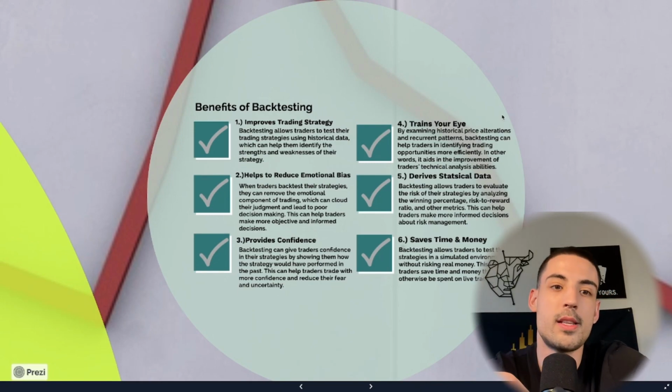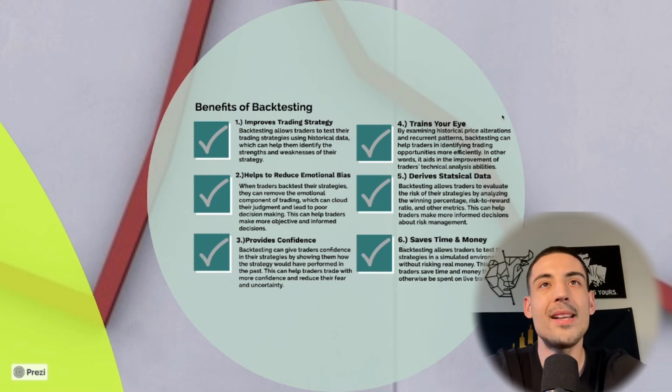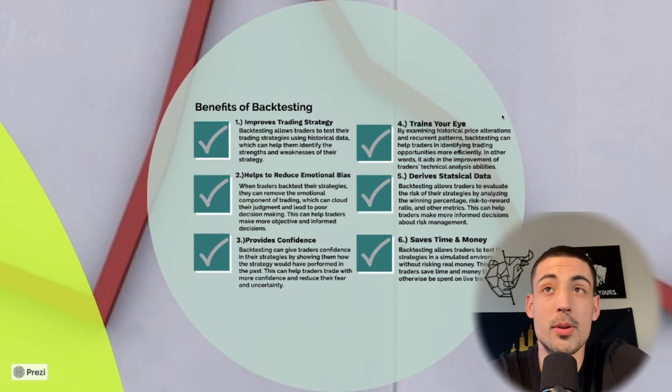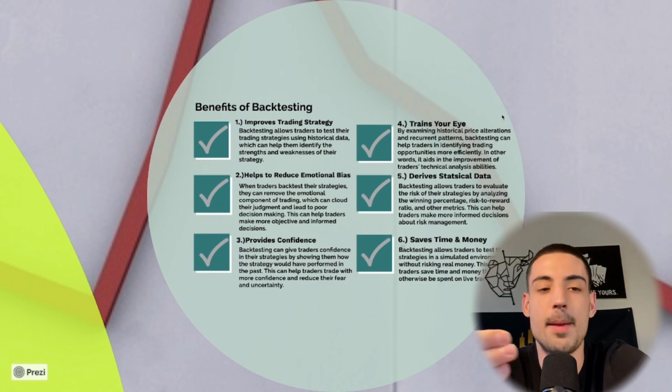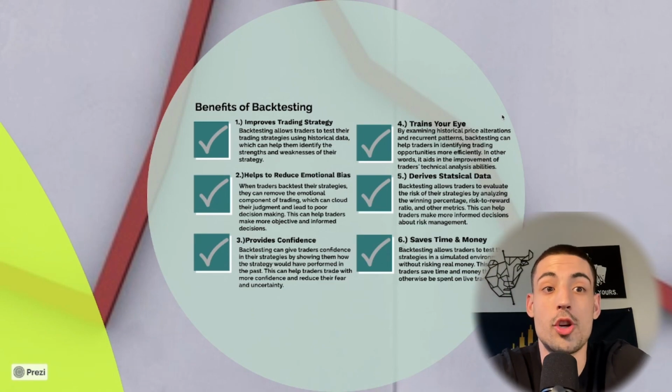Derive statistical data. This is basically what I've been saying the whole time. Backtesting allows traders to evaluate the risk of their strategies by analyzing the winning percentage, risk to reward ratio, and other metrics. And we'll go over these key metrics in the future. And you are going to be leveraging these key metrics in the live market so that you're profitable.